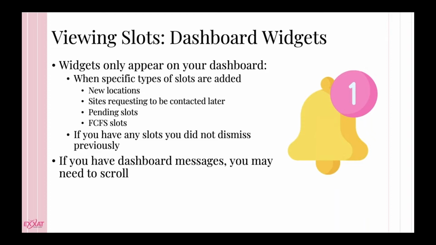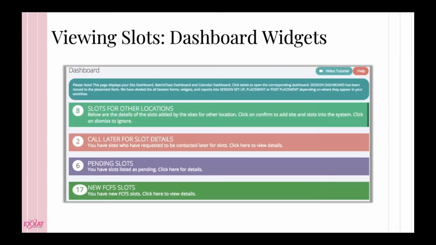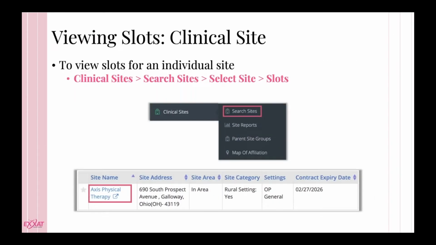You might have some dashboard messages at the top of your page. So on first glance, you won't see those on the dashboard, but if you scroll down, you'll see the widgets on the dashboard. So this is what it looks like when you don't have any dashboard messages and you've got your widgets. So you can see there's a number count for each of the different types of slots that are here. So let's talk about how to view slots from the clinical site.